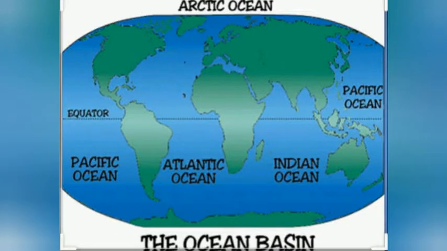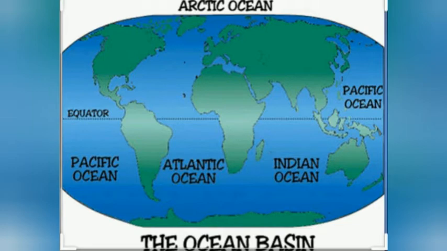As we already discussed what oceans are, now let us see the 4 major oceans in the world. They are the Pacific Ocean, Atlantic Ocean, the Indian Ocean, and the Arctic Ocean. What are the 4 major oceans in the world? Pacific Ocean, Atlantic Ocean, the Indian Ocean, and the Arctic Ocean.